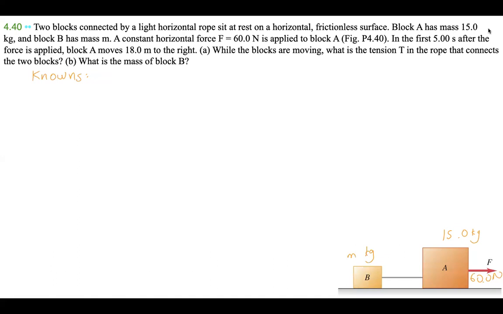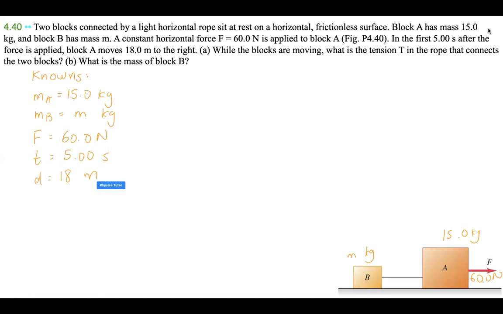We know that block A has mass of 15.0 kilograms, and block B has mass of M kilograms. A constant horizontal force F is equal to 60.0 newtons. In the first 5 seconds, that's 5.00 seconds, after the force is applied, block A moves 18 meters to the right. So the time is 5 seconds, and how far does it move in those 5 seconds? It moves 18 meters to the right.